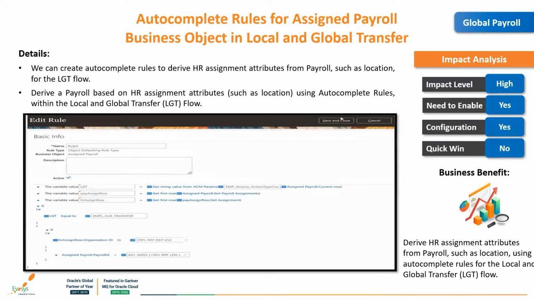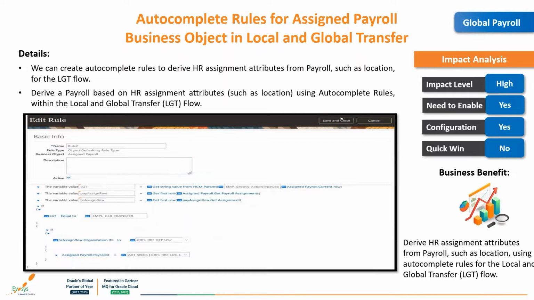So based on the business rules, we will be able to create the autocomplete rules and then map the payroll in as per the rule that we are going to set up. As we all know, autocomplete rules is not available by default. We need to raise a service request with Oracle to enable autocomplete rules. Once it is enabled, we can use the HCM Experience Design Studio and configure the autocomplete rules to set up the business specific rules.